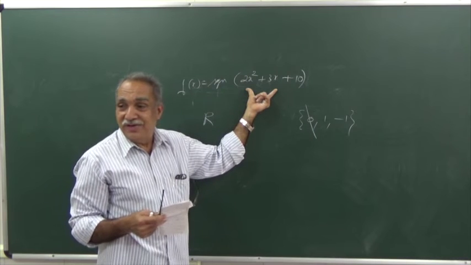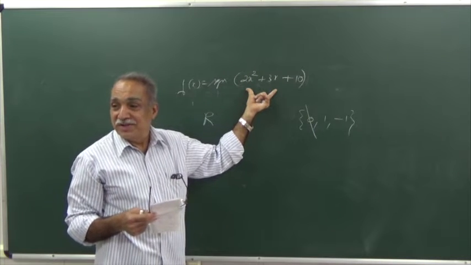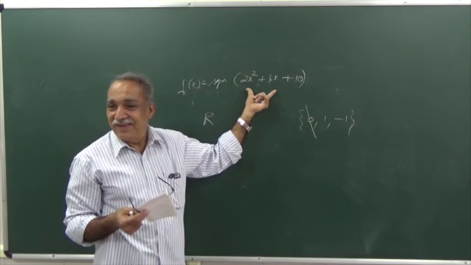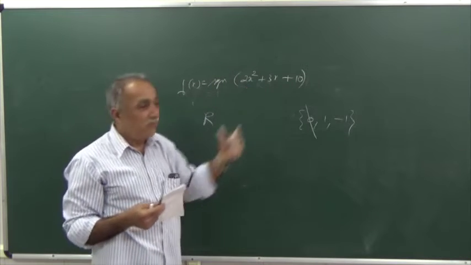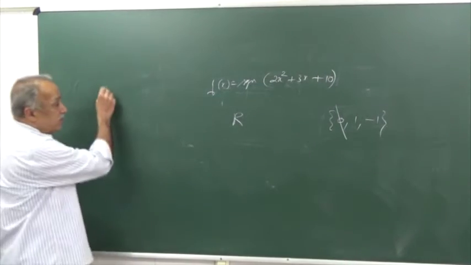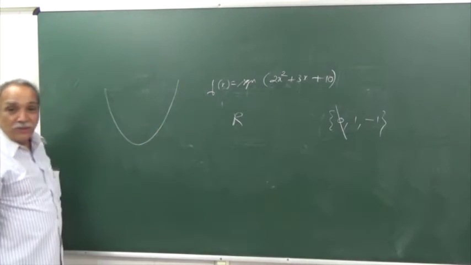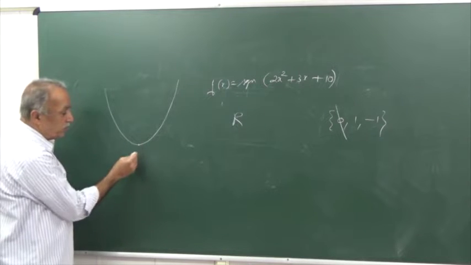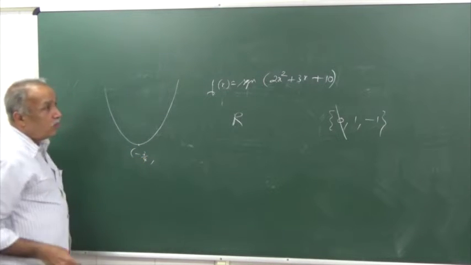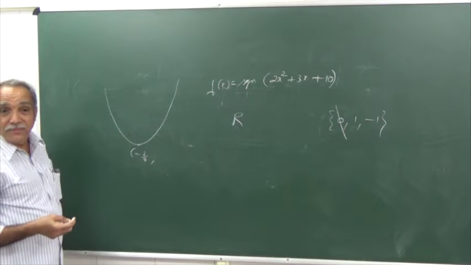Can the function value be minus 1? I don't know. No. How are you sure? I want a justification. Graph. How does the graph of 2x square plus 3x plus 10 look like? It is a parabola with the vertex below. What is the x coordinate for this vertex? Minus b by 2a, minus 3 by 4.